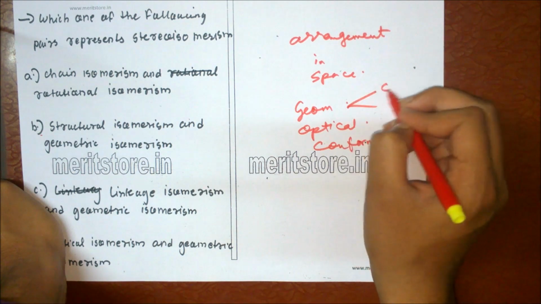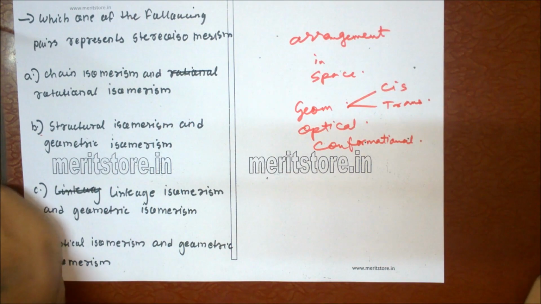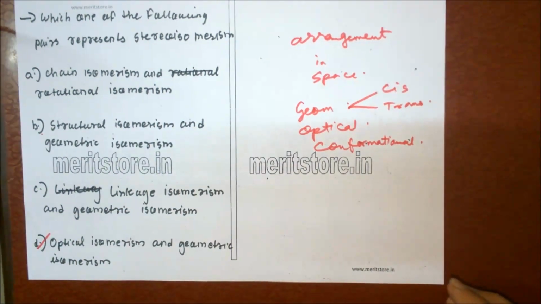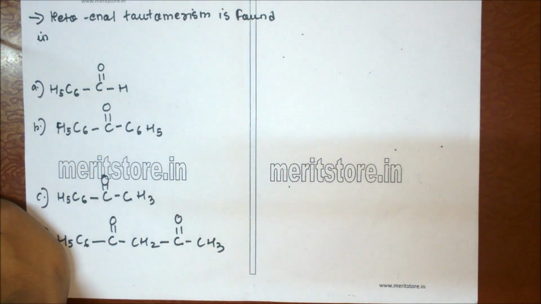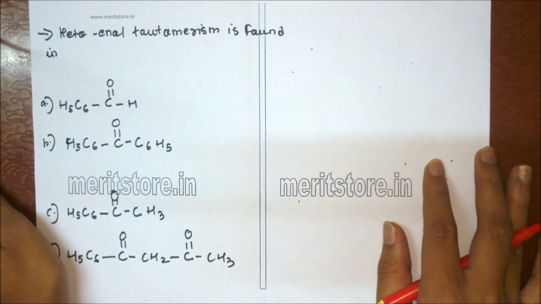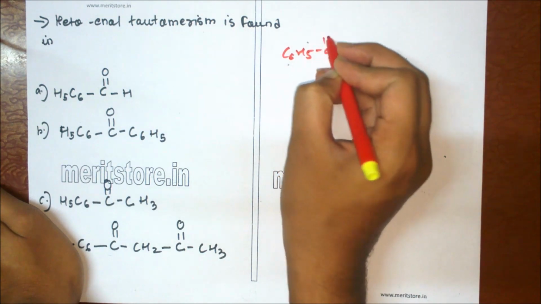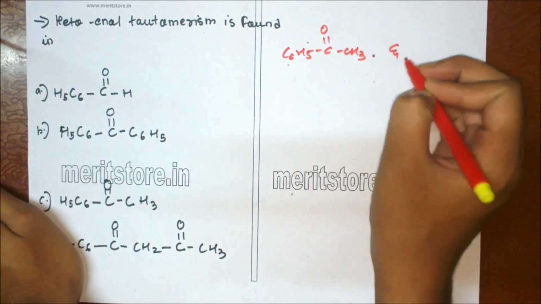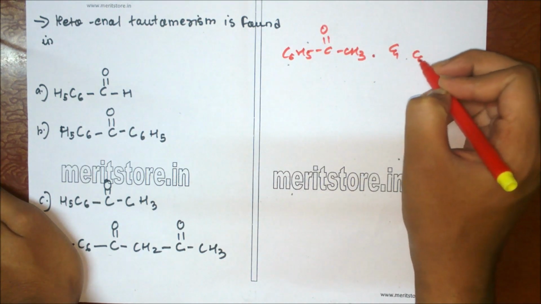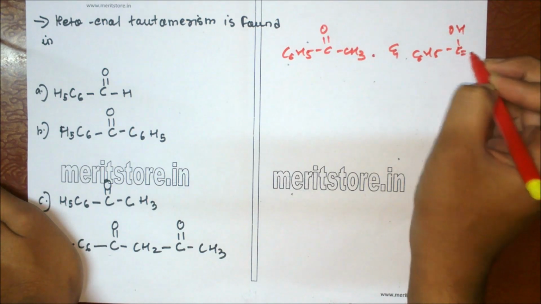Geometrical isomerism has cis and trans forms. So option D is the correct answer. Keto-enol tautomerism is found in structures having keto and enol forms. C6H5 C double bond O CH3 is the keto form, and its enol form is C6H5 C(OH) double bond CH2.